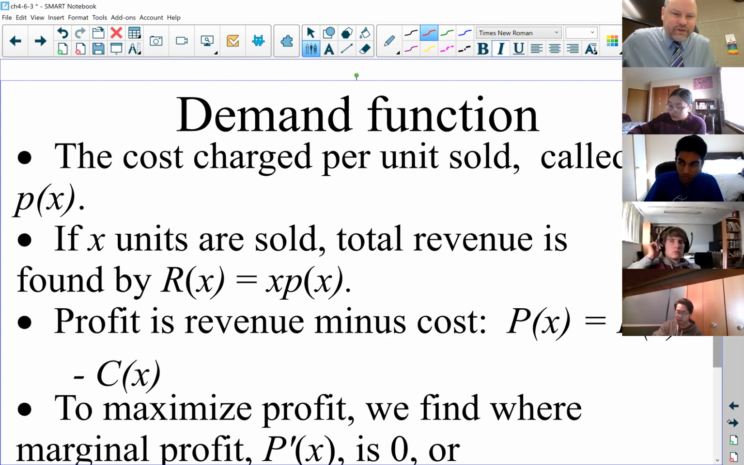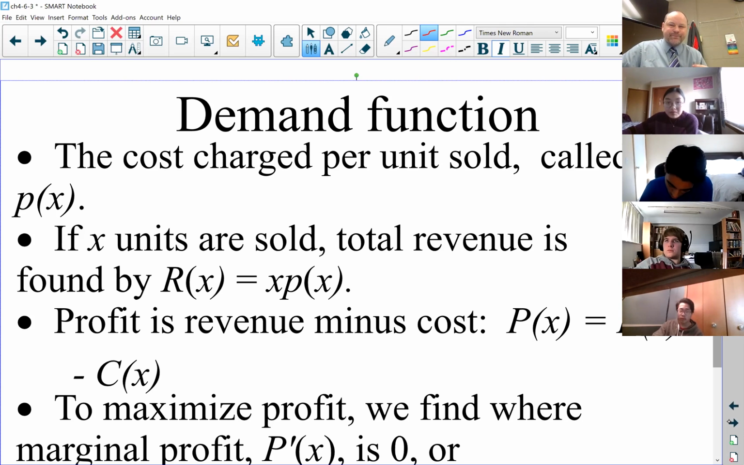So if we sell X units of some item, that's called our revenue. And it's X, the number of units sold, times the cost per unit, which is P of X. So our revenue is equal to X times P of X. Profit, that's the big thing, is simply our revenue, the money we bring in, minus our costs, minus the money we spend.